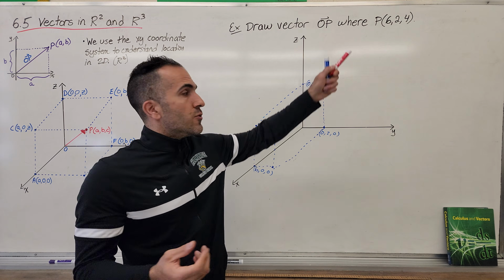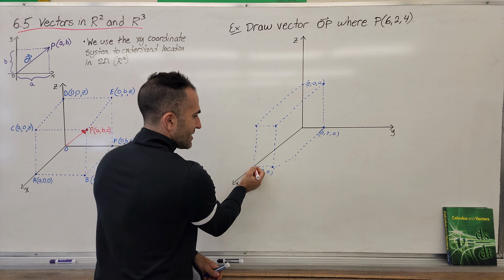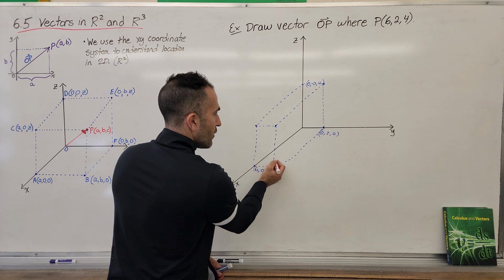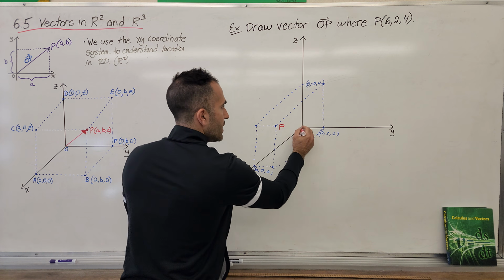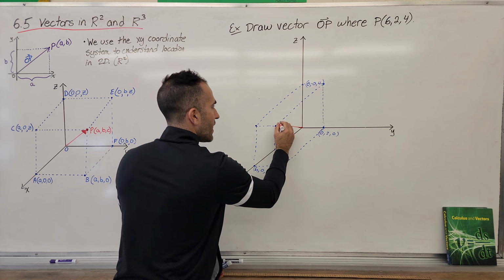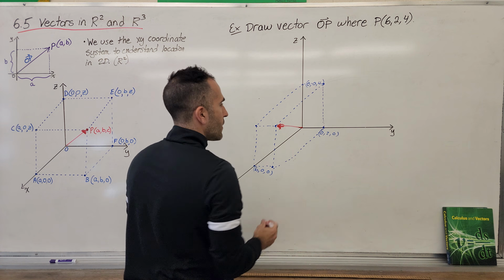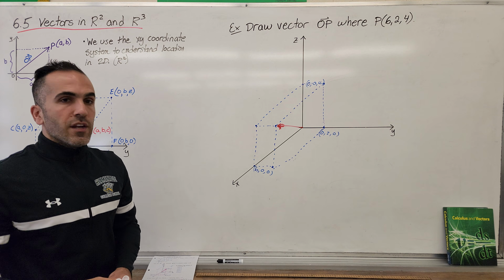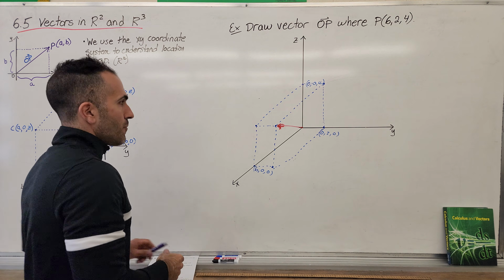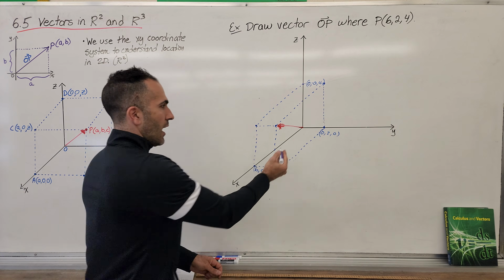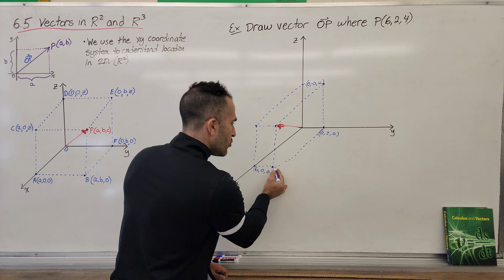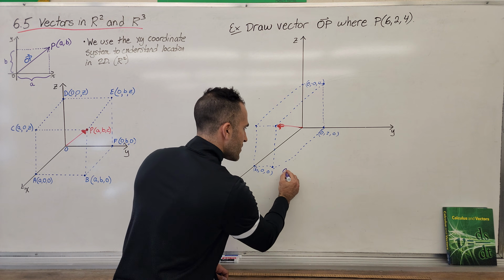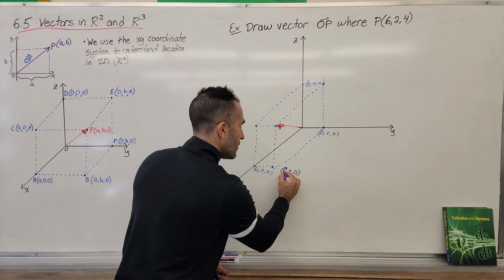I need a 6, a 2, a 4. 6, 2, 4. This is P. So from the origin to that point is vector P. And if you want to label all the other side lengths, look at what I talked about. I went 6 this way, 2 this way. Therefore, this is 6, 2, 0.